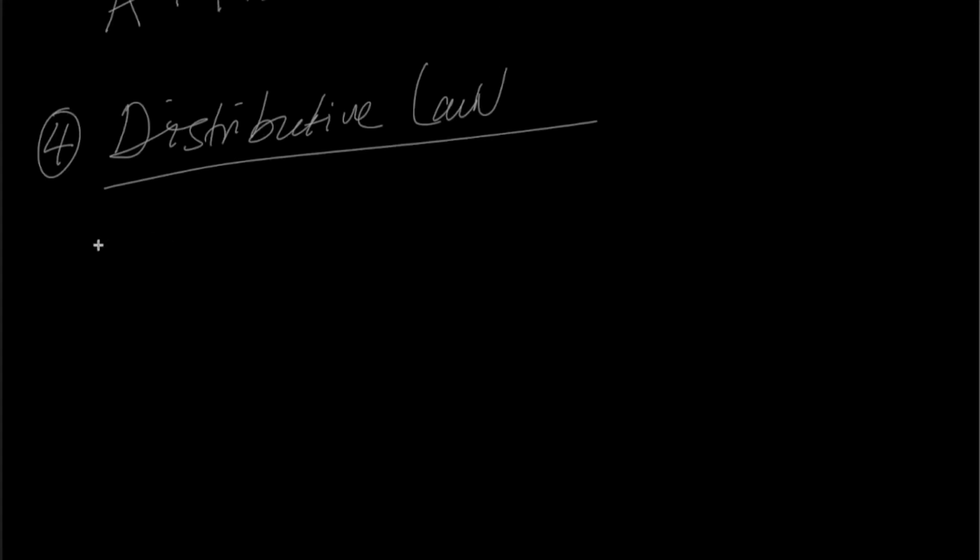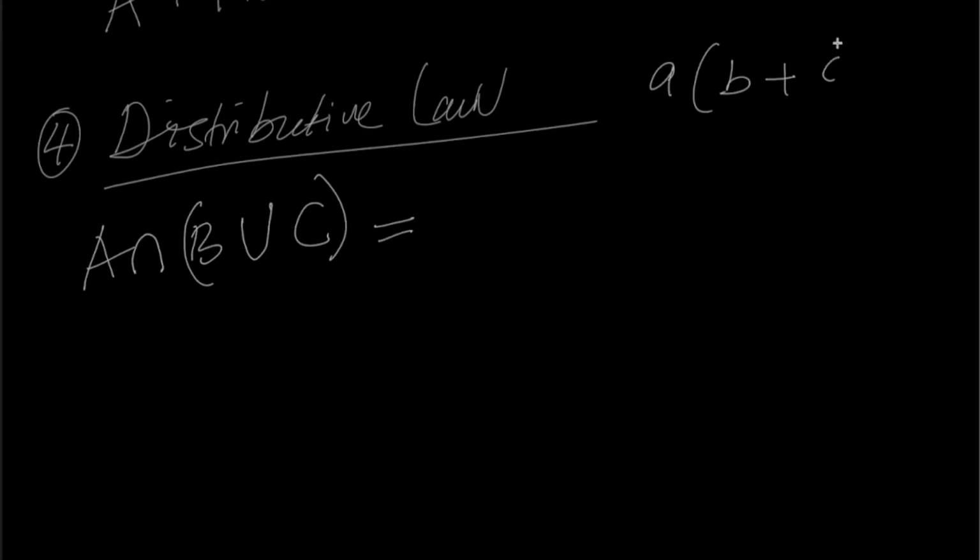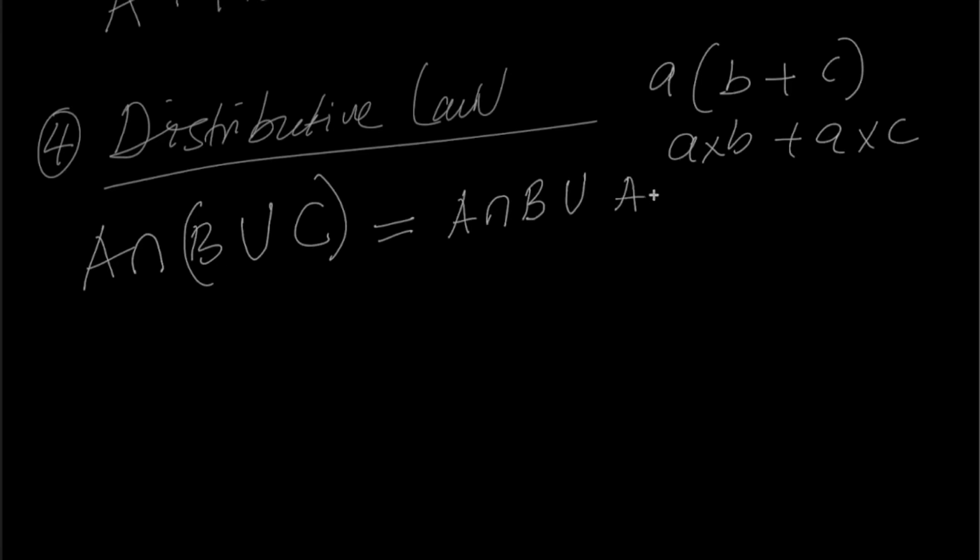Distributive law is simply saying that if you have A, you have B, you have C. If you do B union C, then you apply intersect on A, it is equal to, if you are multiplying, that is, if you say A times B plus C, for instance, you're going to have A times B plus A times C. The same thing you can apply here. You can simply do A intersect B, then you put the union A intersect C. Okay? You understand this now?